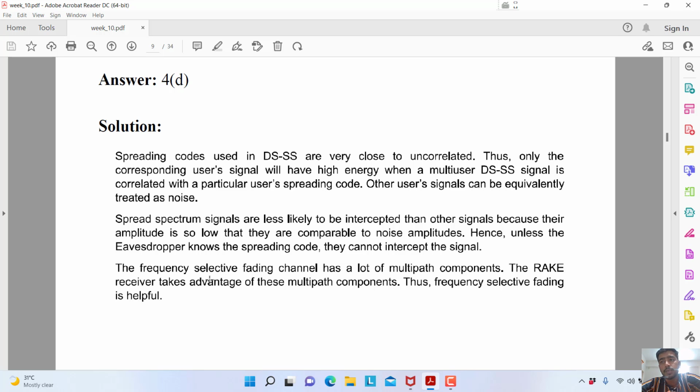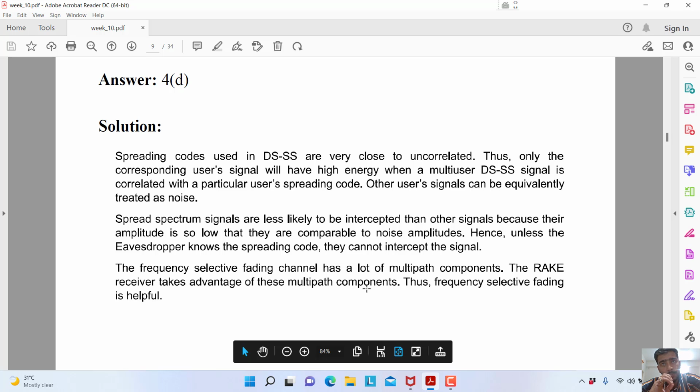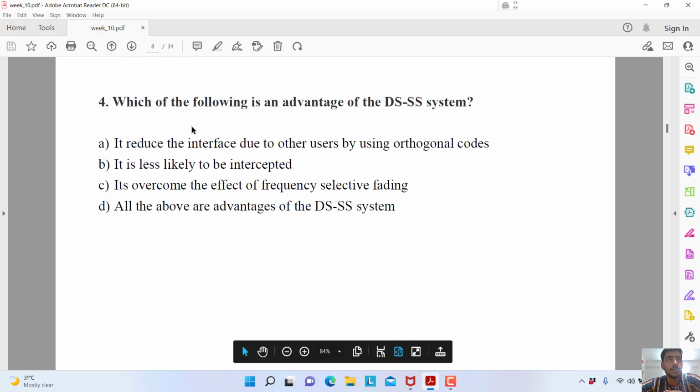Next, a frequency selective fading channel has a lot of multipath components. The RAKE receiver takes advantage of these multipath components. Thus, frequency selective fading is helpful. So D part is the right answer.